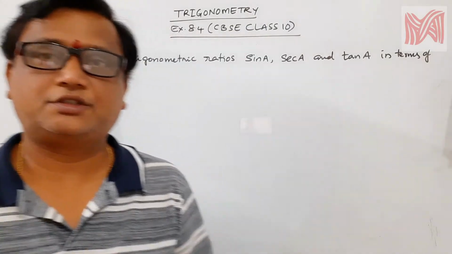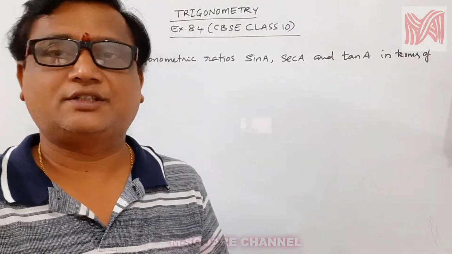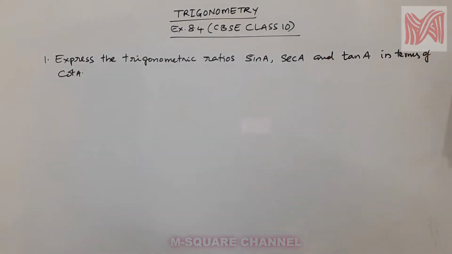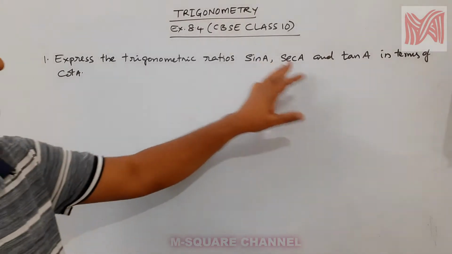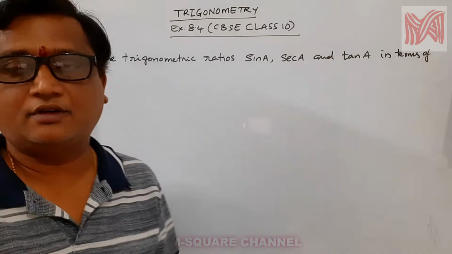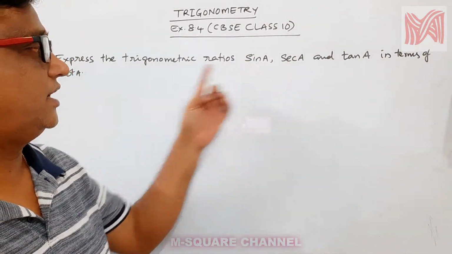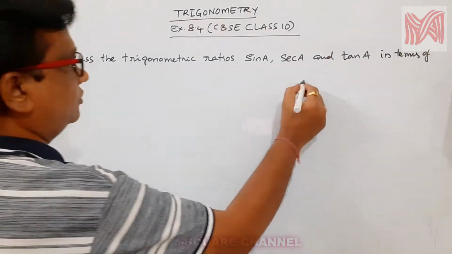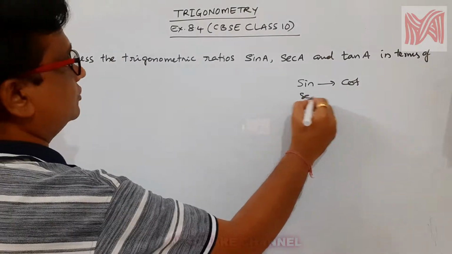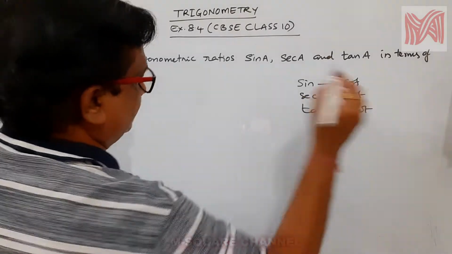Hi, in this video session, I am going to explain 8.4 exercise of class 10 CBSE mathematics. In first question, express the trigonometric ratios sin A, secant A, tan A in terms of cot A. So we are going to take the relation between sin and cot, and secant to cot, and tan to cot, like this.